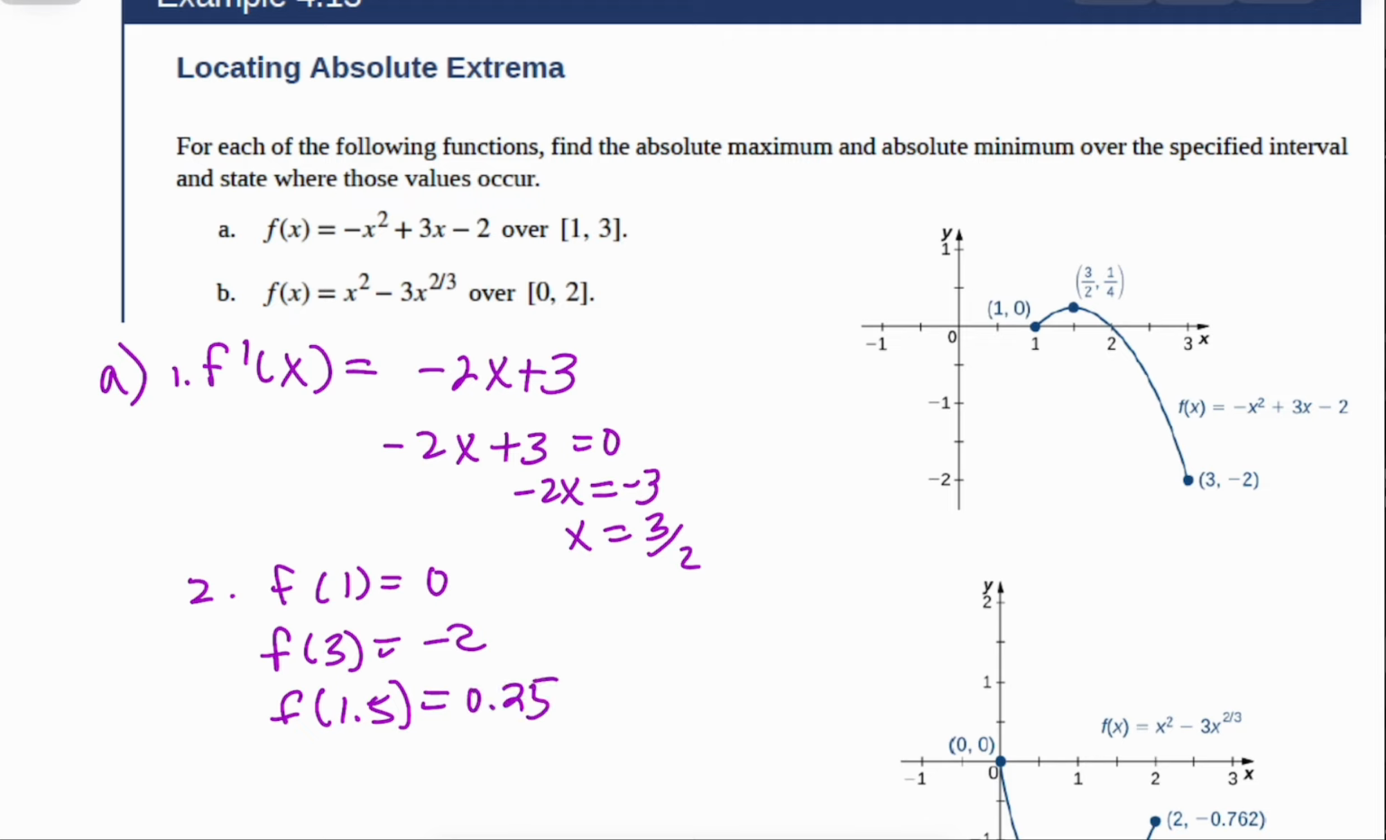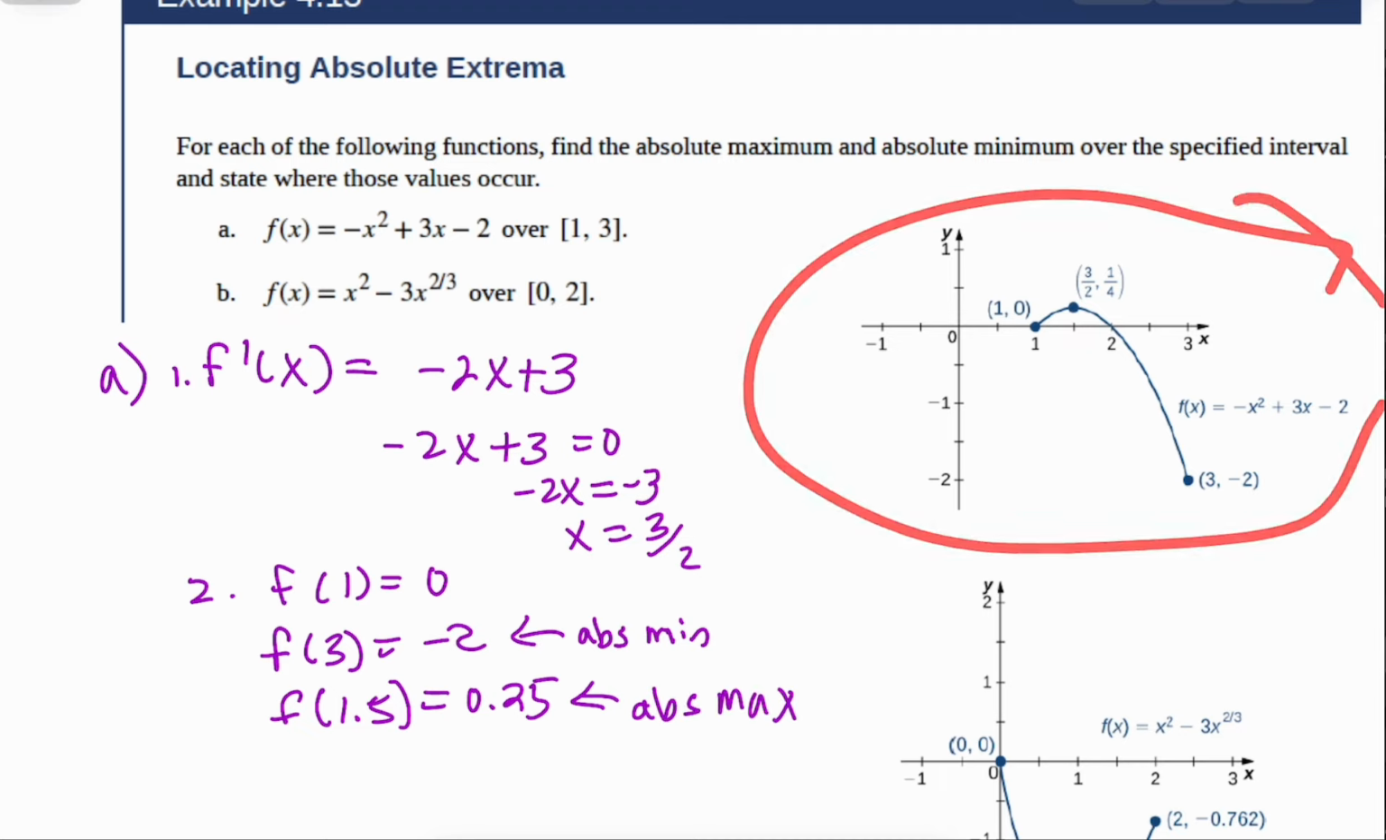And then the last step is to label what you found. The smallest value is your absolute minimum over that particular interval. The largest value is your absolute maximum. And if we look at a graph, that's exactly what should happen.